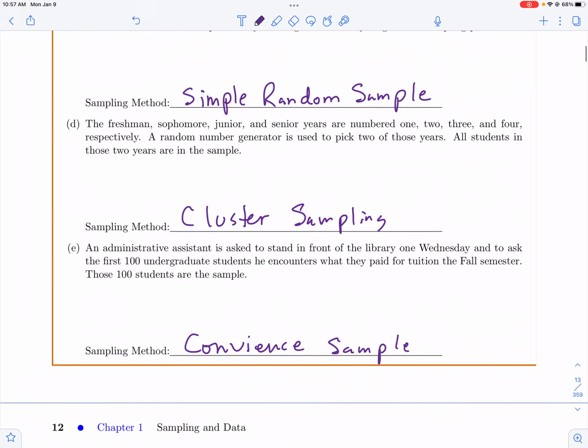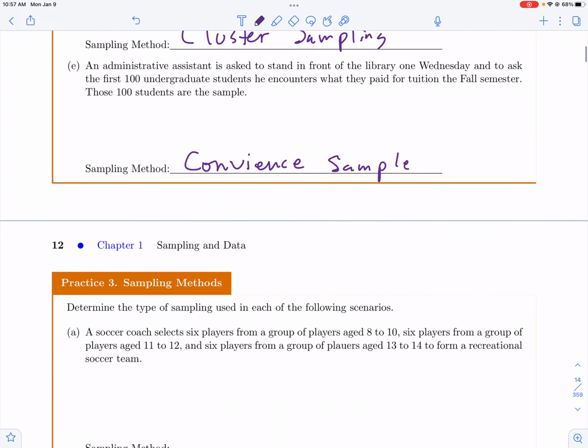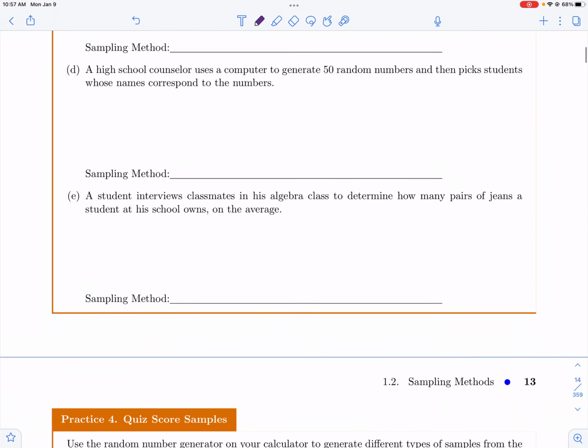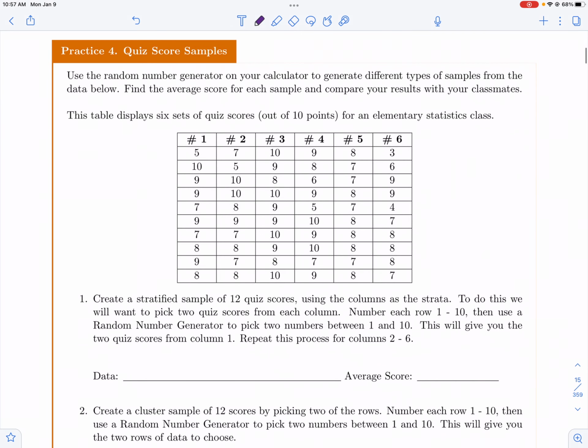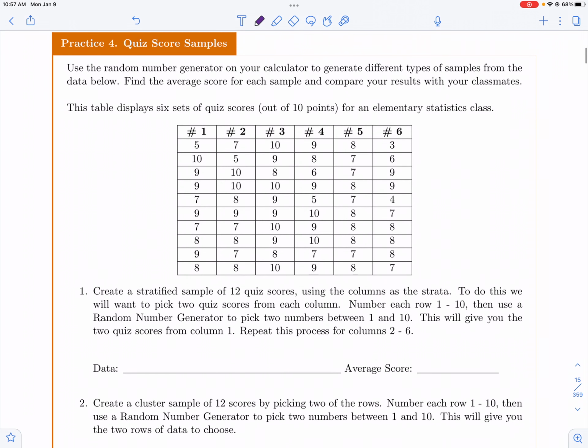All right. So again, make sure you understand where these are coming from. If you have any questions or anything, let me know. So work on practice 3, and then again, we'll share our answers in practice 4. Actually, practice 4 is kind of a fun way to demonstrate what each one of these actually looks like. So I would like you to try these on your own. If you get stuck on how to do them, let me know.